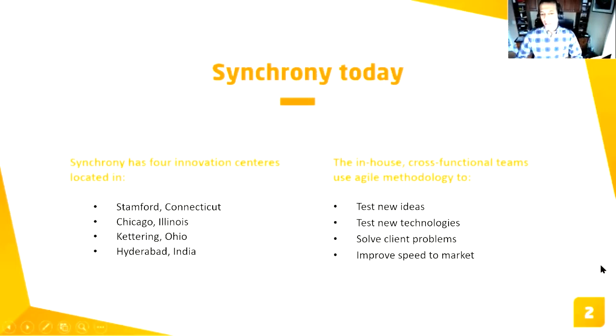So a little bit about my company. Synchrony is a retail credit card issuer. We have data centers in Texas and Phoenix. Our world headquarters is in Stanford. We have offices in Chicago, Kettering, Ohio, and offshore Hyderabad, India Synchrony offices. So today, Synchrony deals with all your private label credit cards to dual label credit cards. Can you go to the next slide, please?